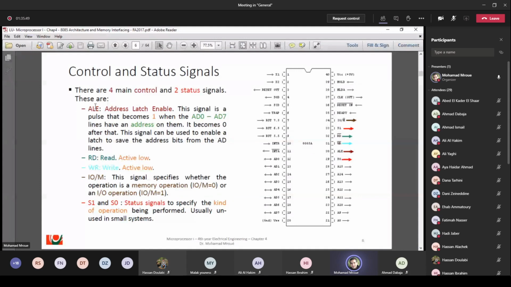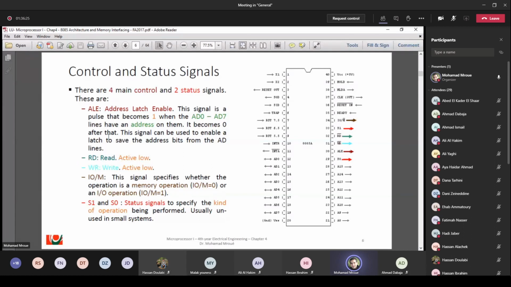Okay. When it becomes 1, I am activating the latch to save the data on AD0 to AD7, which is the address. So I save it at first, during the first cycle of the instruction execution. Okay. Then, when I finish latching, the microprocessor can put data on AD0 to AD7 or use them as data, whether it is sending or receiving data. So when the AD0 to AD7 lines have an address on them, it becomes 0 after that. This signal can be used to enable a latch to save the address bits from the AD lines.